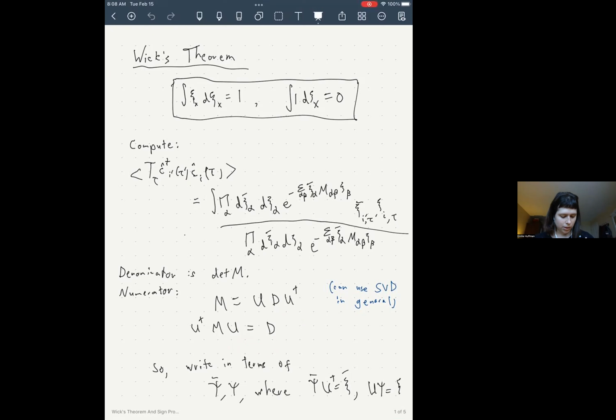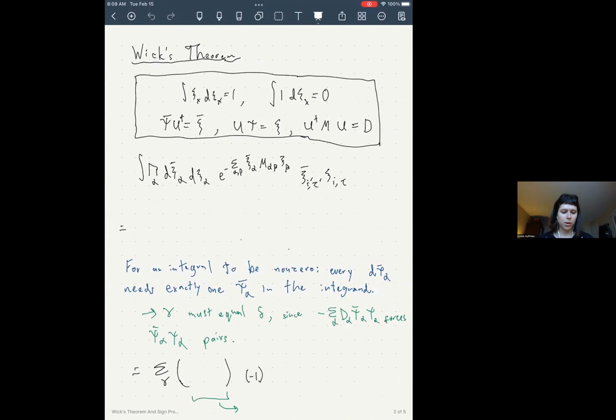And so then what I can do is write this in terms of a diagonal matrix. So what I'm going to do then is introduce a new set of Grassmann variables, psi bar tilde and psi tilde, where they are related to psi bar and psi in the following way, which will allow me to then get something diagonal. Okay, so let's go ahead and do that. I've written those relations up here to keep in mind.